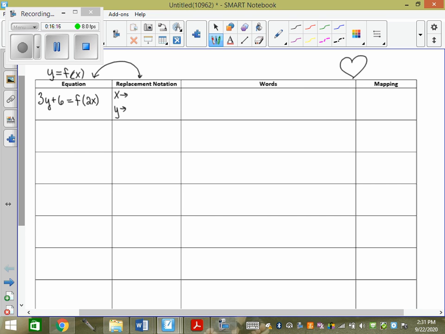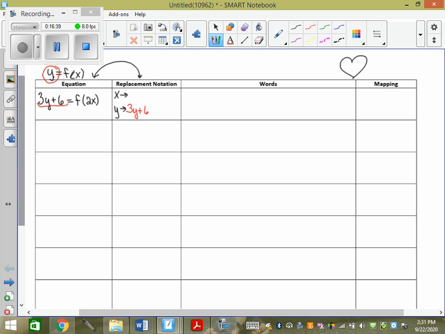So if you have all the y's on the left, you have your replacement. I start out with an easy one. All my y's are on the left. So if I took this y up here, I tossed it out, I would completely replace it with 3y plus 6. That's replacement notation. So my y is going to be replaced with 3y plus 6.